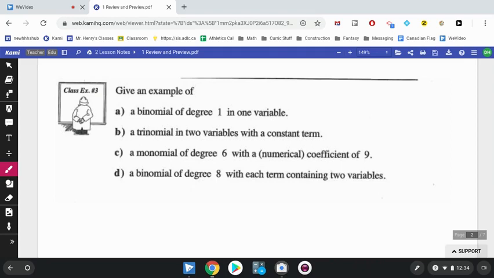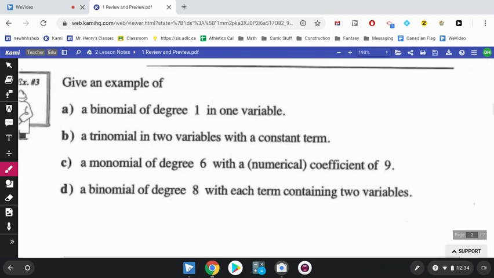So a binomial of degree 1 in one variable. Okay, well, a binomial, so I know I need 2 terms, like maybe an x is 1, and then maybe a plus 3. And degree of 1, yeah, x has a degree of 1. It would be written right here, but I don't have to write it. We know it has a degree of 1. And I'm only allowed one variable, so I couldn't say x plus y. I had to say x plus a constant. I had to put something else. I couldn't put another variable. Okay, and there's an infinite amount of examples you can give, and that's just a simple one.